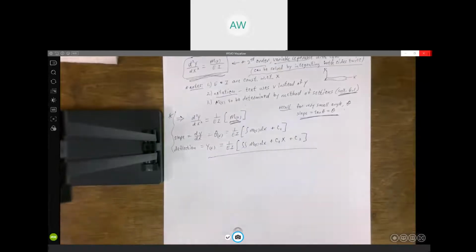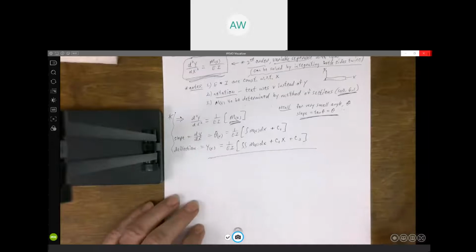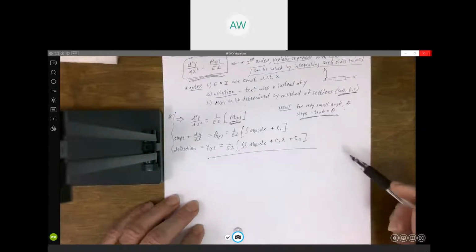Now, we're not going to graph any of these equations, but if you did go through it and actually graph it, it would give you the shape of that deformed or curved beam. That's what we're actually getting here.